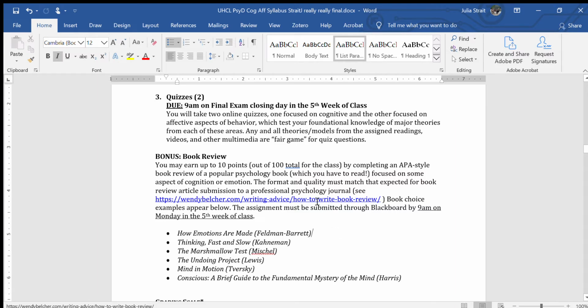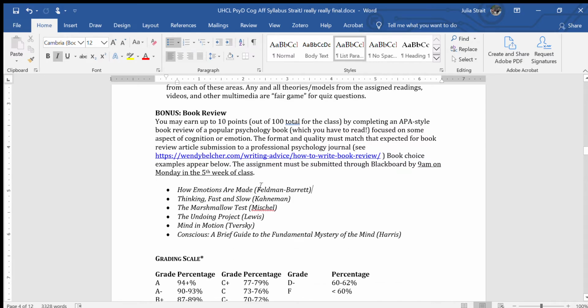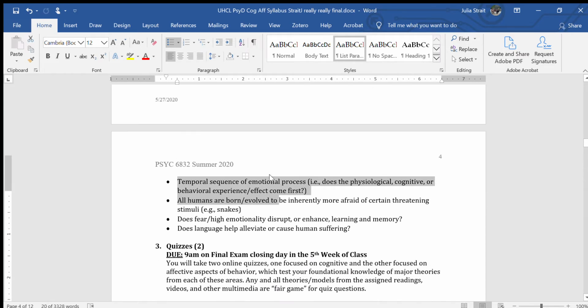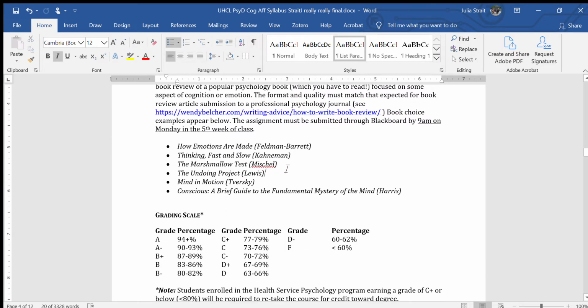Here's an example right here. These are some of my favorite books, and they're all written by, I guess, scientists or science journalists on some topic somewhat related usually to these debates up here, but some big topic within cognitive or affective psychology.